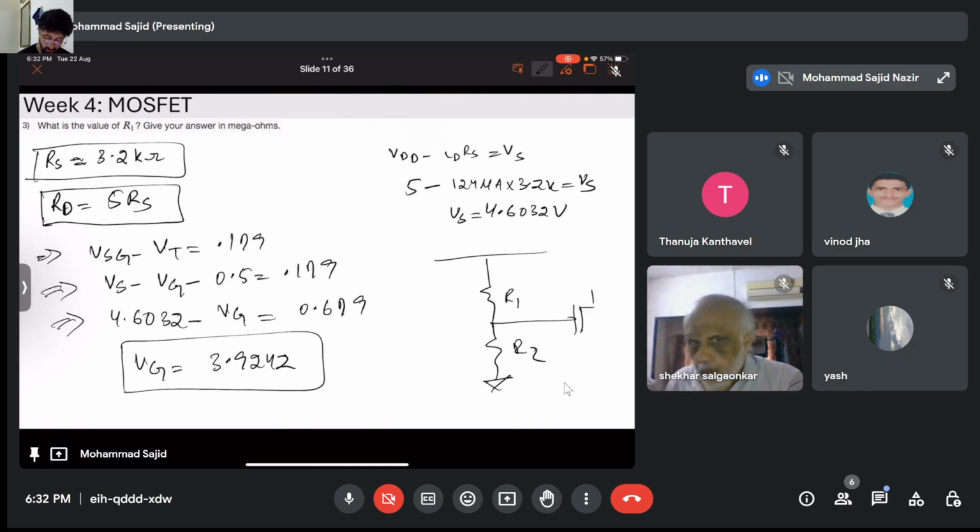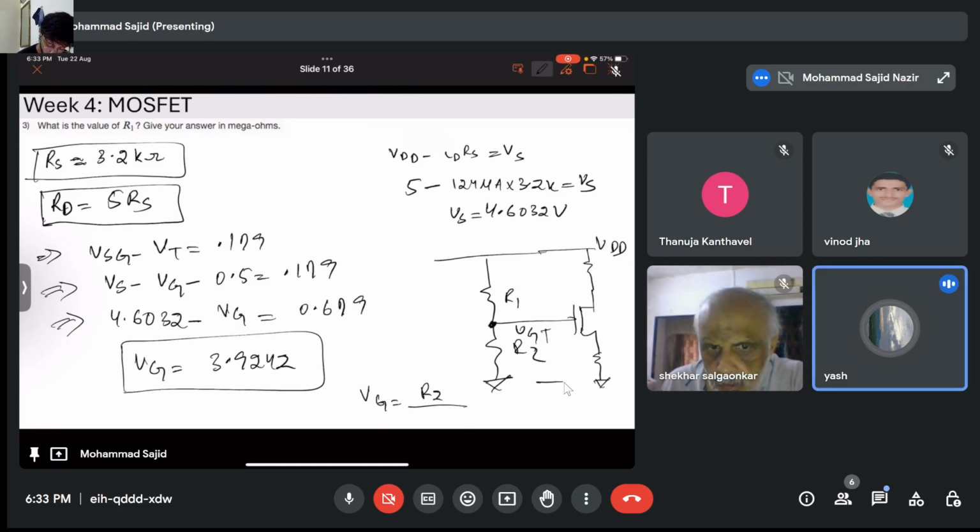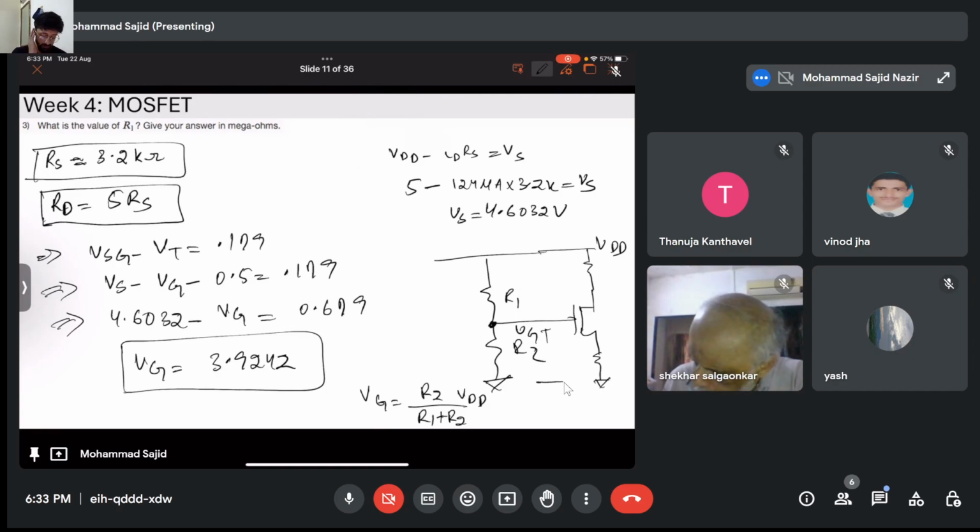Now if this is R1, this is R2, this is your MOSFET. What will be Vg here using the voltage divider? It will be simple, VDD into R2 upon R1 plus R2, right? This will be R2 divided by R1 plus R2 into VDD. Simple voltage divider. And R1 plus R2 we calculated in the first equation, that was 10 mega ohm, into 5 volt. Now Vg, you know, is 3.924 volt.